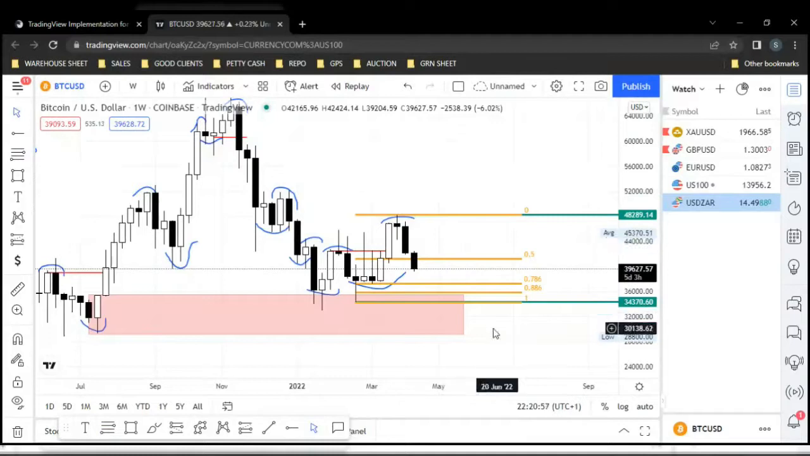Nevertheless, guys, I don't just trade structure alone. Listen, never trade structure alone. Trade structure with other confirmation. If you trade structure alone, you might have issues.